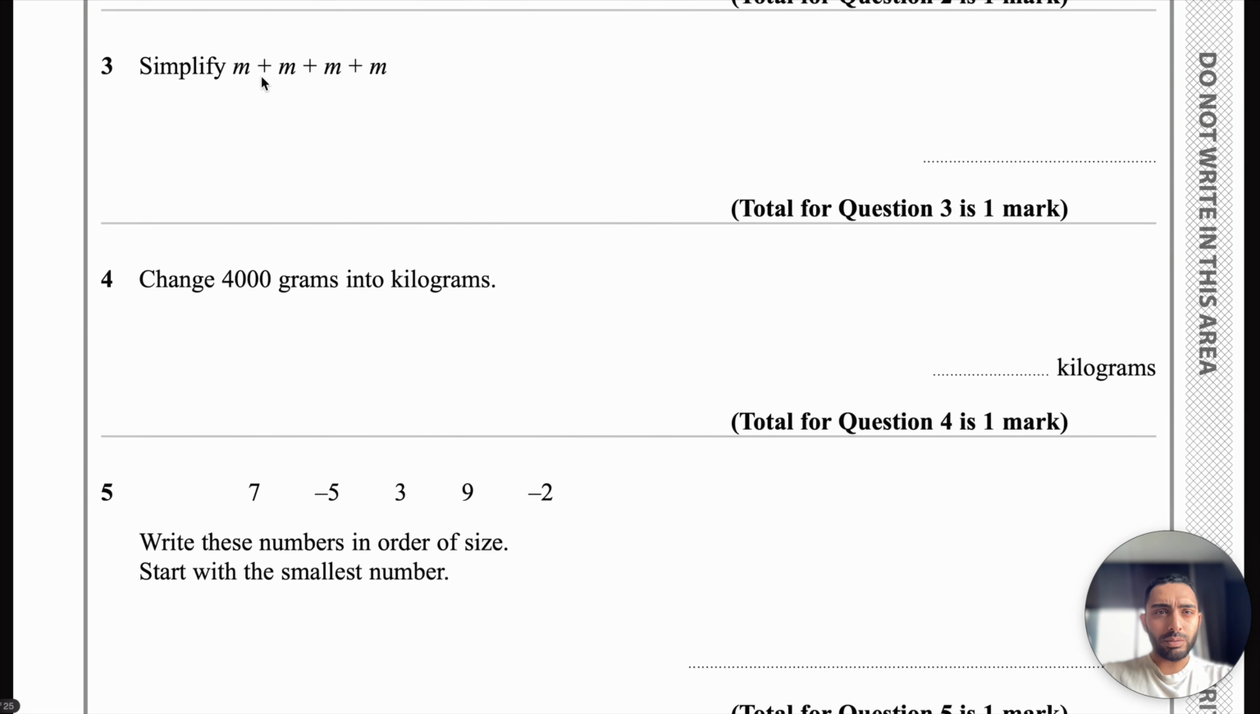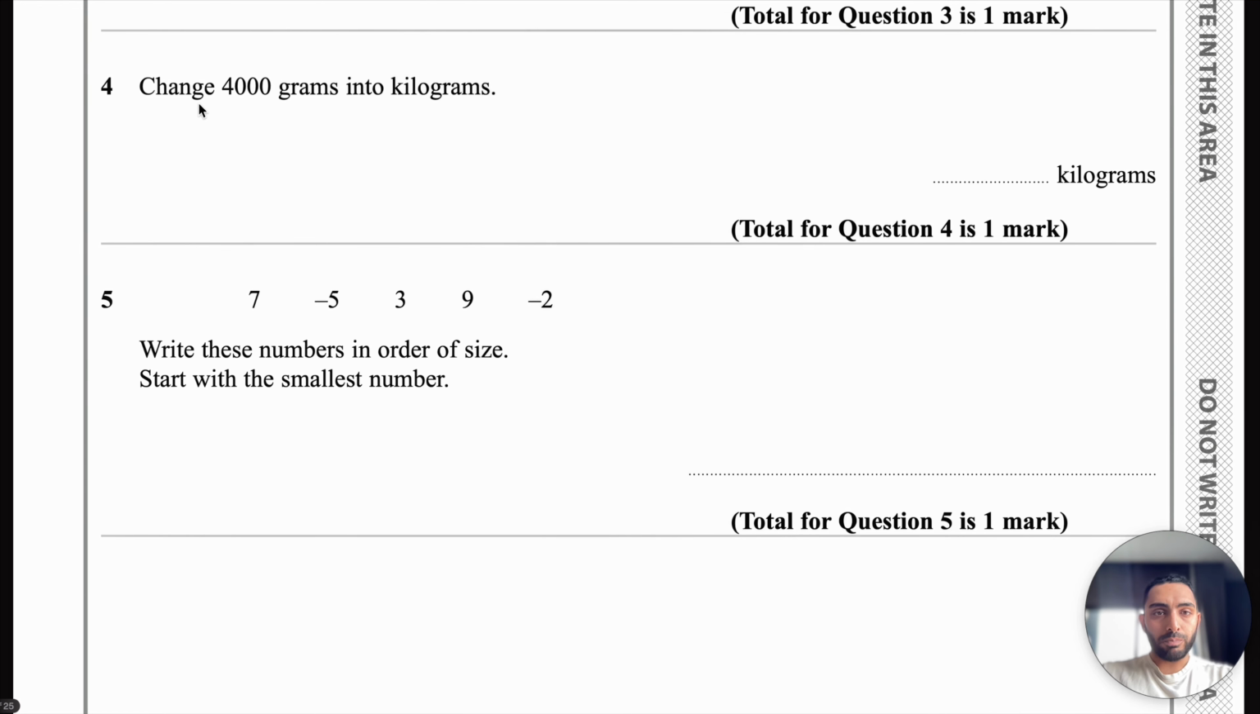Question 3. Simplify m plus m plus m plus m. This means 1 lots of m plus 1 lots of m plus 1 lots of m plus 1 lots of m. So I have 4 lots of m. So you'd write this as 4 multiplied by m, and you've got an invisible times sign between the 4 and the m.